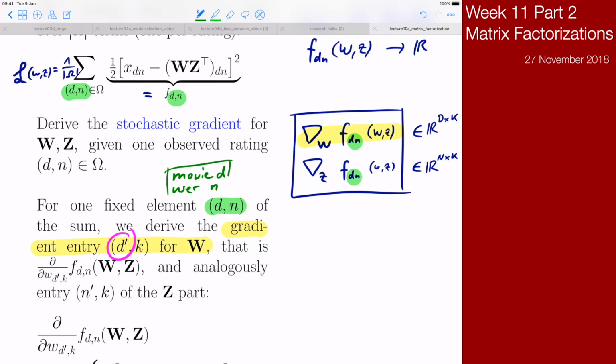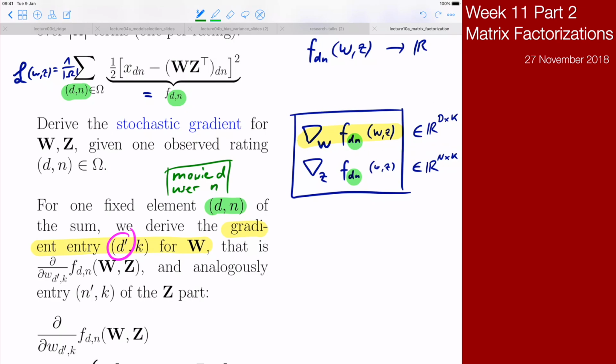So that's what we're going to pick. That's the green stuff. So now I have picked one of my functions from the sum, and now I'm asking the gradient of that function. So the gradient of that function is a matrix, no matter which user or movie I've picked, right? It's a matrix. What's the dimension? It's d by k.